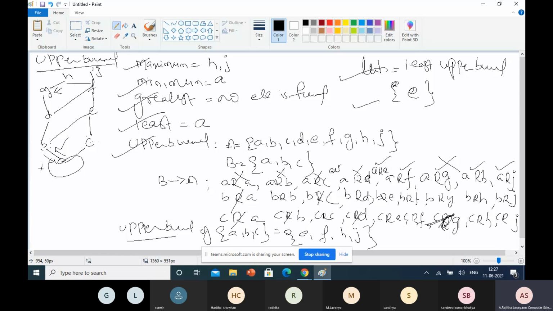And one more is lower bounds. How can you find out lower bounds?